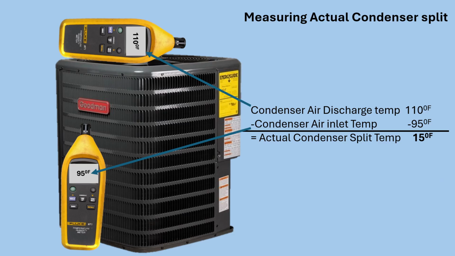So measuring the actual condenser split is pretty easy. You're just going to take the condenser air discharge temperature, the condenser air inlet temperature, and subtract the inlet from the outlet, and you've got your actual condenser split.